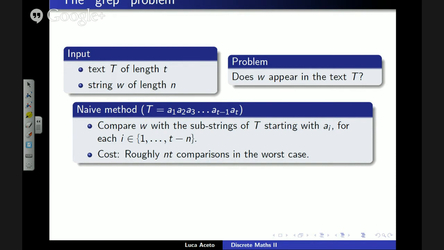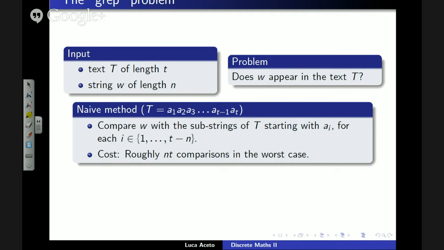We have a text T, which could be your file, which has a given length, small t. And we have a pattern, which is represented by a string W of length n. Now, typically, T will be very long. The pattern you're looking for will be much smaller than the humongous file that you want to search. The problem that you want to solve, at least as a decision problem, is: does the pattern W appear in the text capital T?